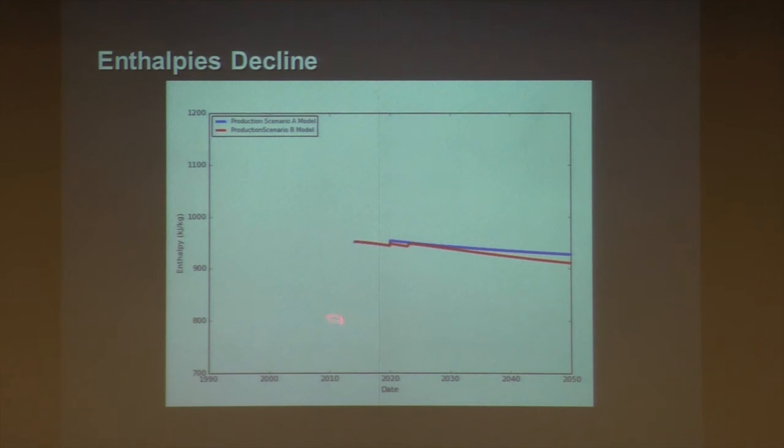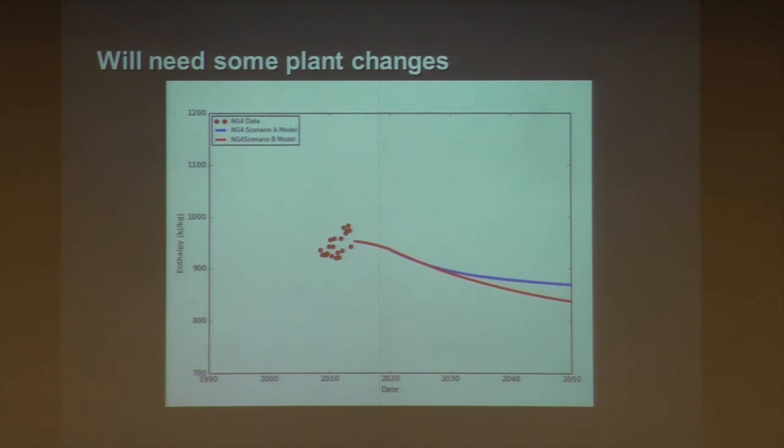There are also some changes in enthalpy which will impact the power generation from the power station, and they'll need to be factored into the design of the power station. One of the wells, MP4, is actually showing quite a significant drop in enthalpy of more than 100 kilojoules per kilogram. That may require some changes to the plant.